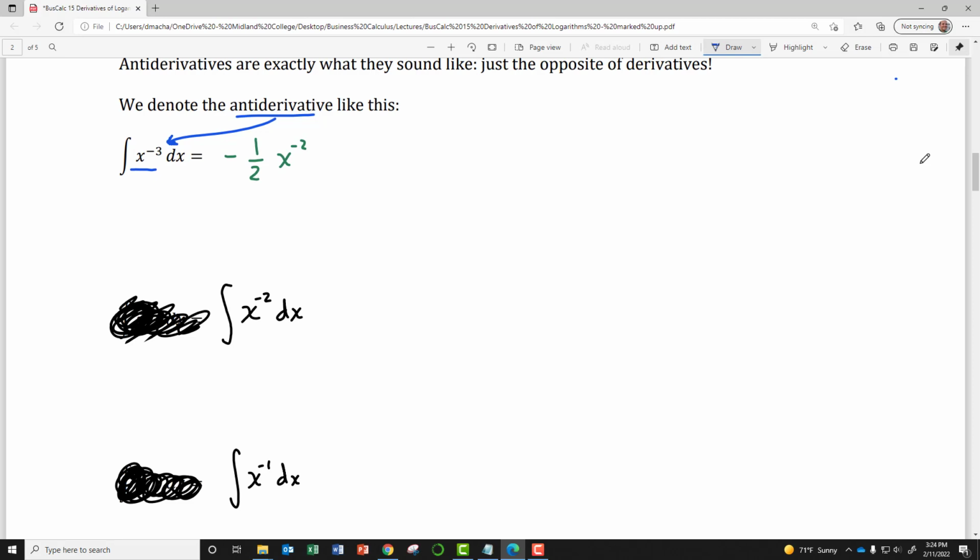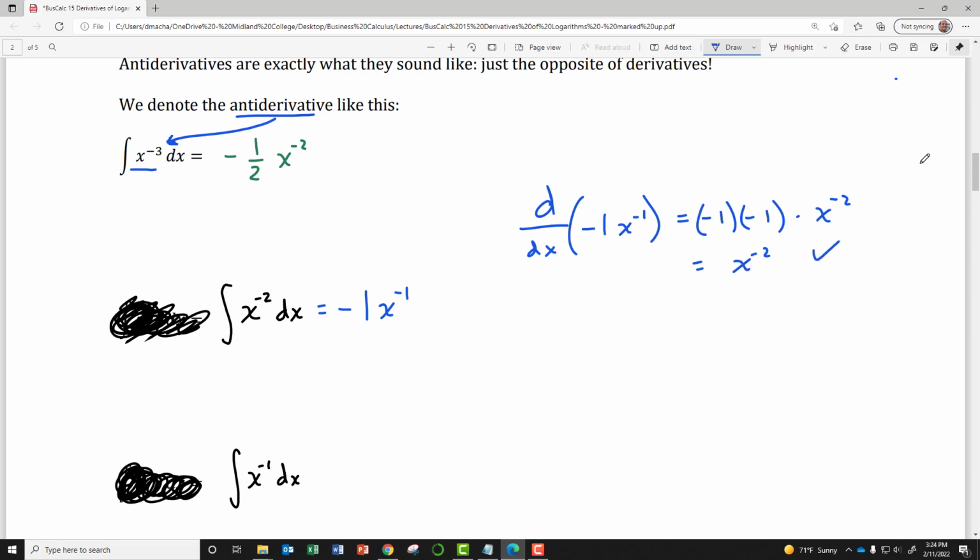So if I take the antiderivative of x to the negative 2 power, the function that's going to make this happen is negative 1 times x to the negative 1 power. Because think about this: if I take the derivative of negative 1 times x to the negative 1 power, that negative 1 comes out in front. It'll be negative 1 times x to the power negative 1 minus 1, which is x to the negative 2. So that checks out. This antiderivative is actually correct.